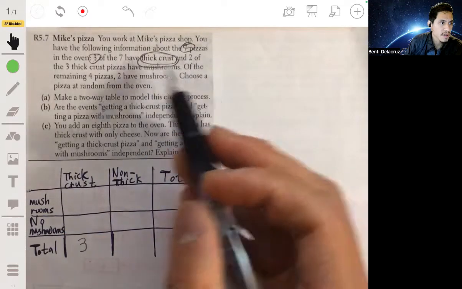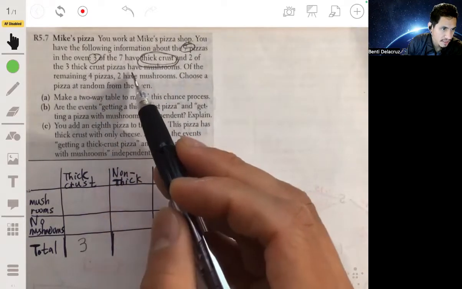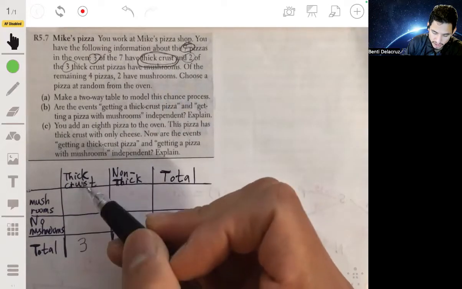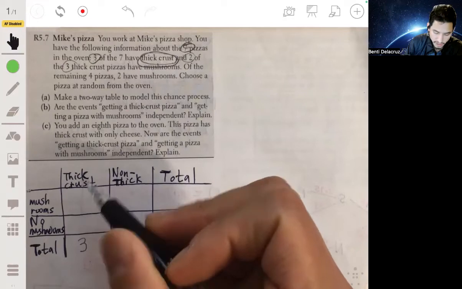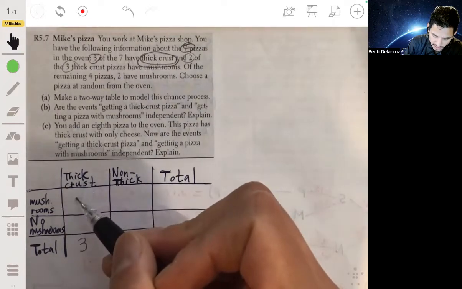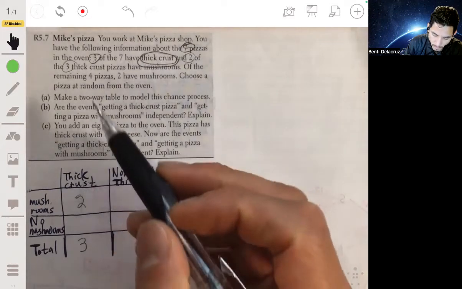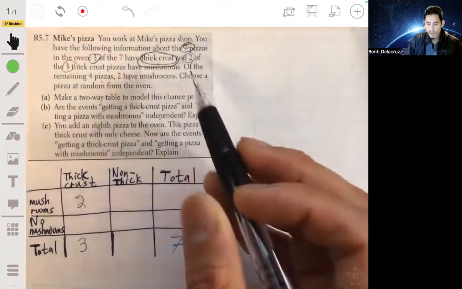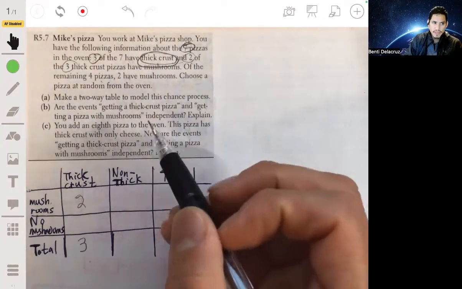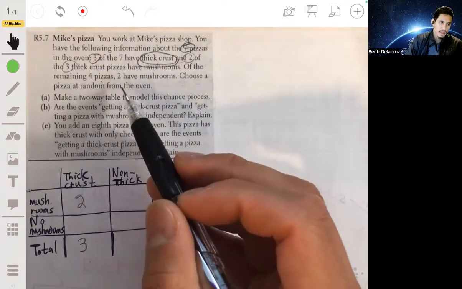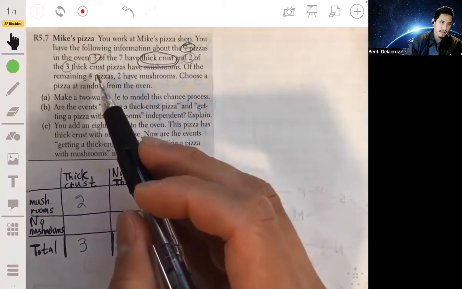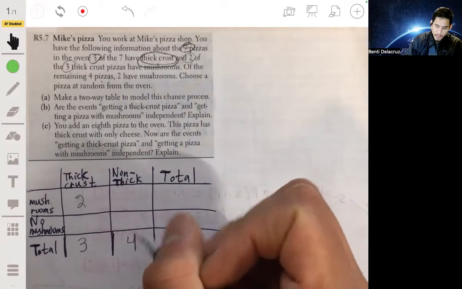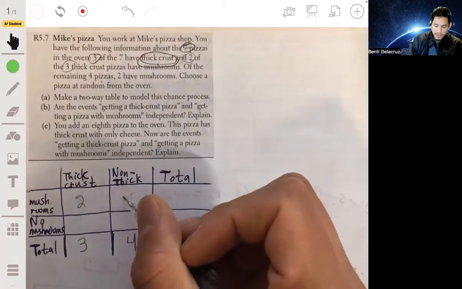And it says 2 of the 3 thick crust pizzas have mushrooms. So 2 out of the 3. So only thinking about thick crusts, we look at where it also has mushrooms, and that would be this box, thick crust with mushrooms, and this is 2 of them. So 2 there. And of the remaining 4, 2 of them have mushrooms. Let's say the remaining 4, what would be the remaining 4? You have 3, and then that means you got 4 here. And out of these 4, 2 of them have mushrooms.